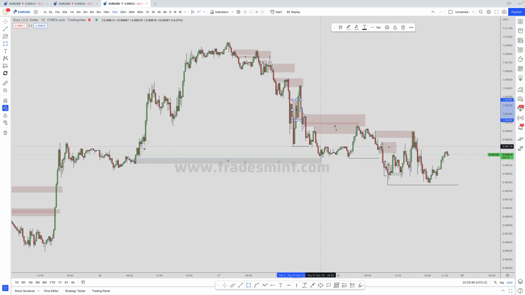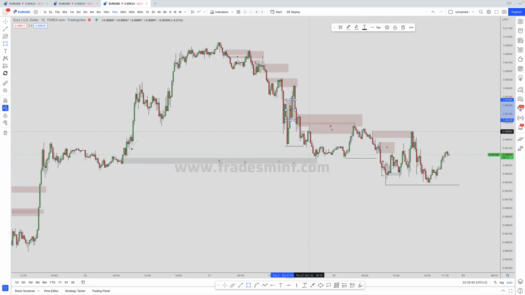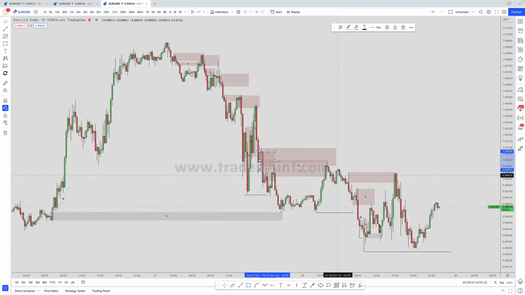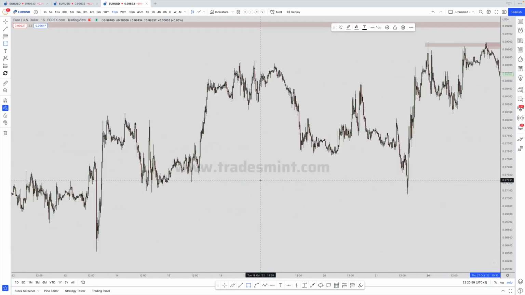Okay. Then same thing here, the trap supply zone, the true supply zone. But then as you can see, we come one more time to it. Okay, why? Because we got a lower time frame mitigation, and because we got a demand zone which is pushing it into it. Okay.